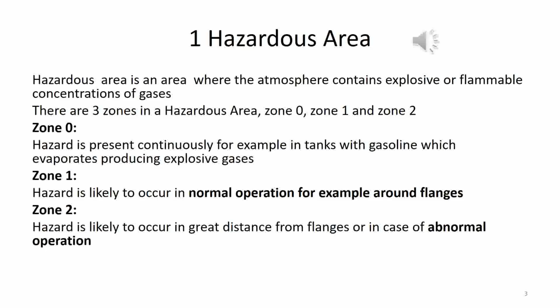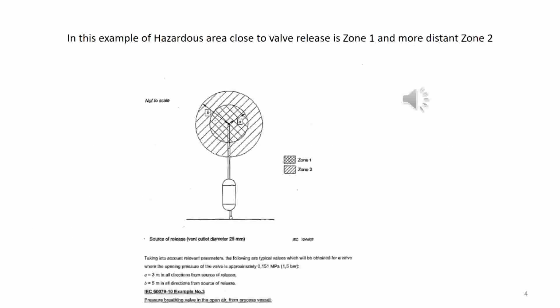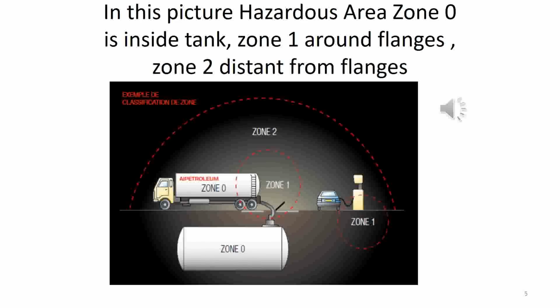Zone 1 is where hazard is likely to occur in a normal operation, for example around flanges. Zone 2 is where hazard is likely to occur at great distance from flanges or in case of abnormal operation. In this example of hazardous area, close to valve release is zone 1 and more distant zone 2. In this picture, hazardous area zone 0 is inside tank, zone 1 around flanges, and zone 2 distant from flanges.